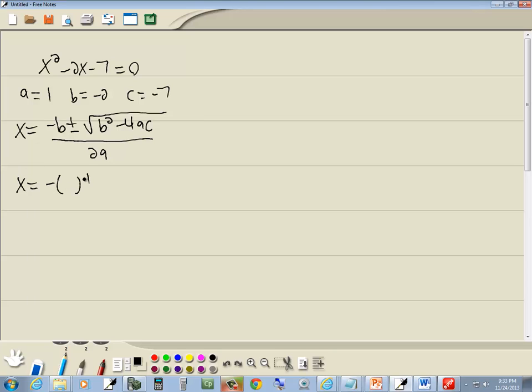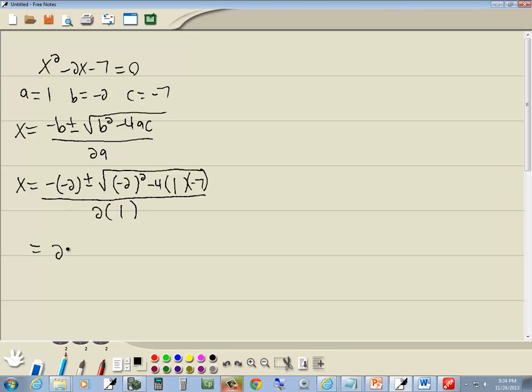Now we're going to go through and replace our variables with sets of parentheses. Everything else remains exactly the same. We just replace the variables with parentheses. Now everywhere we had a b, we'll plug in negative 2. Everywhere we had an a, we'll plug in 1. And everywhere we had a c in our formula, we'll plug in negative 7.